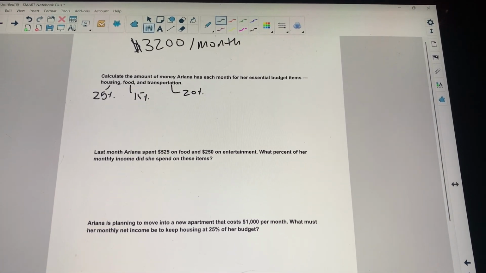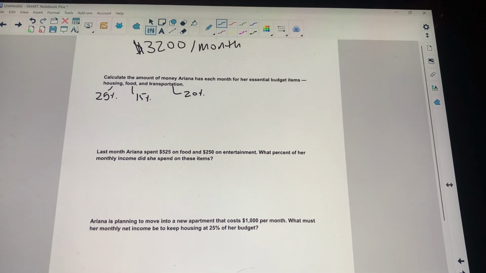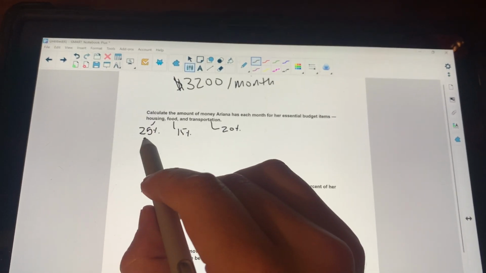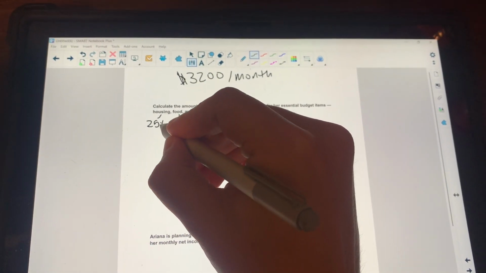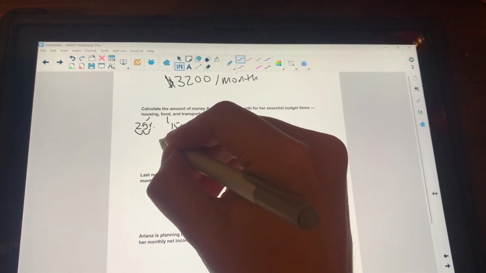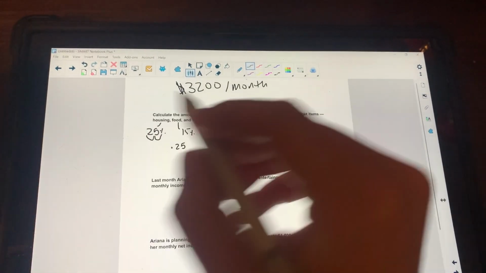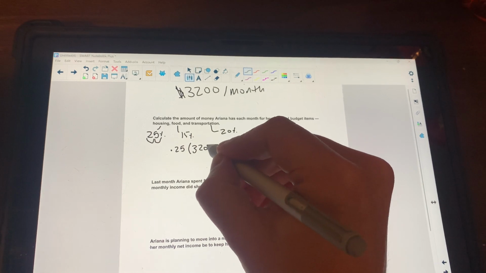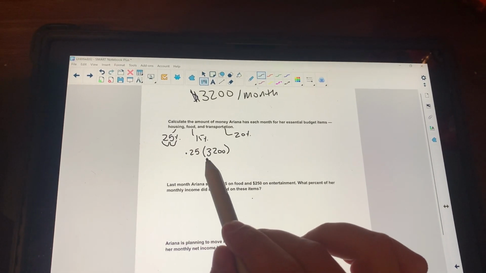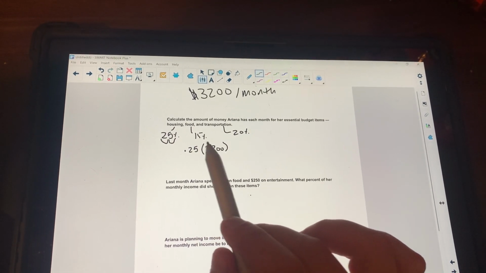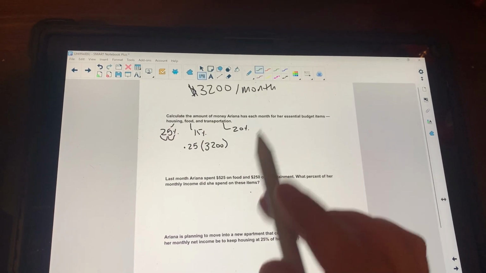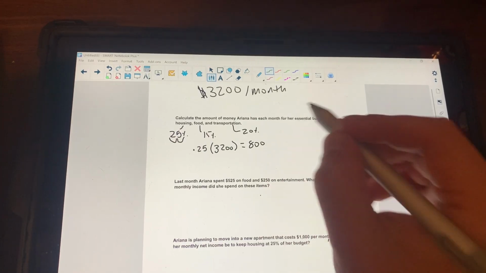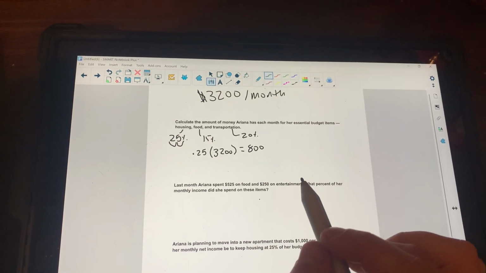So to figure this out, we need to get a dollar value for a percent. So to do that, I turn the percent to a decimal. So 25% as a decimal is 0.25. So I'm going to take 0.25 and then multiply that by her monthly income, which is $3,200. This will tell me the dollar amount that is 25% of this income. So 25% of $3,200 is $800. So that means she can spend $800 on housing.